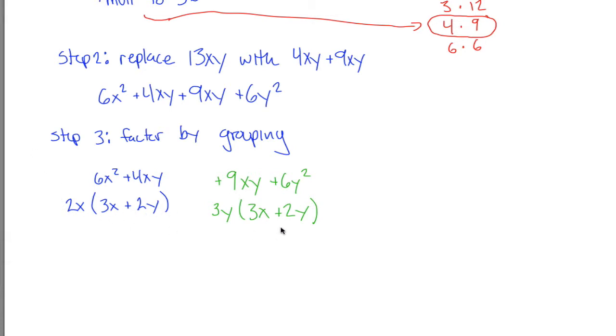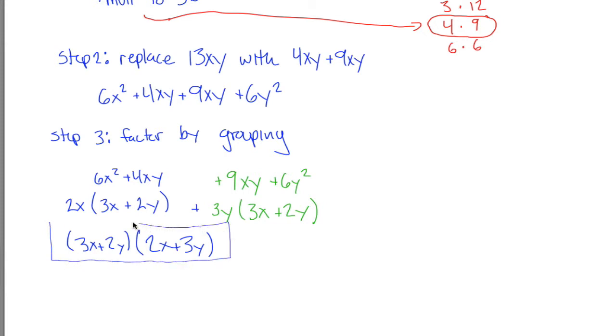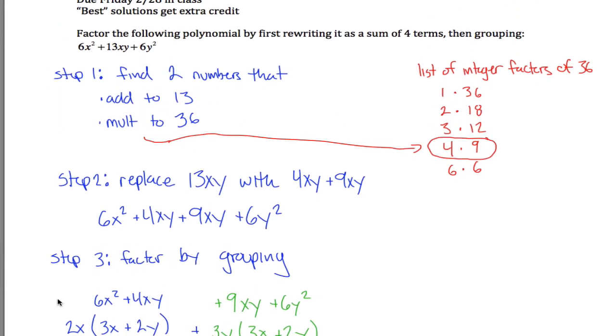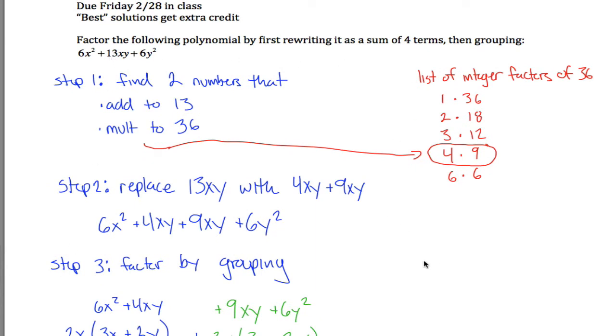So what I now have are two terms, one written in blue here and one written in green here. Each of those terms has a 3x plus 2y in it, meaning I can factor that thing out. Factor out 3x plus 2y. And then all I have left is this 2x and this 3y. What I've now managed to do is factor this kind of difficult polynomial using this method.